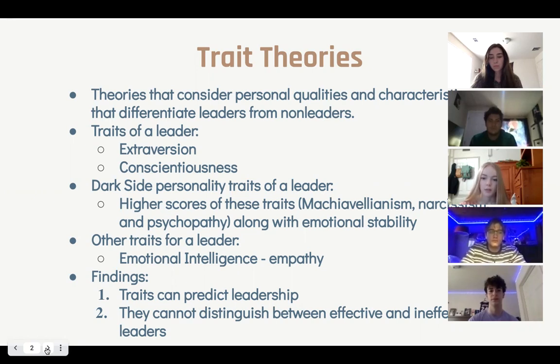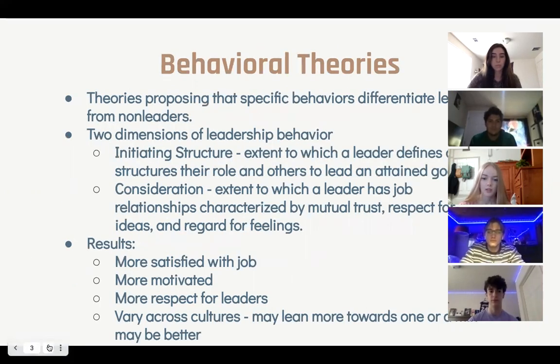Openness to experience may predict leadership, which is why conscientiousness is a trait of a leader as well. Higher scores of some of the dark side personality traits may align with leadership, such as narcissism and psychopathy. It depends on how high of a score they have on these personality traits to determine whether or not they would be a leader. People with lower to mid-range scores tend to be more optimal, and if people have higher scores, usually they do not define a leader unless they also have emotional stability.